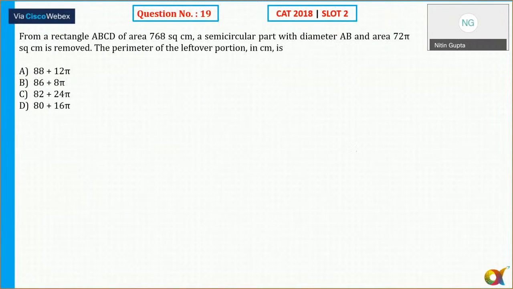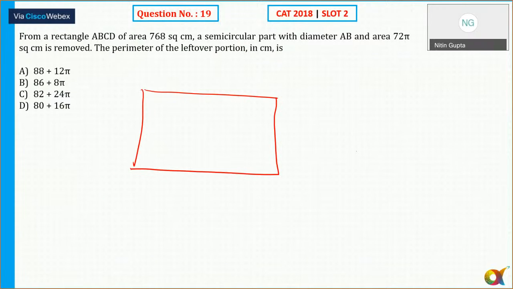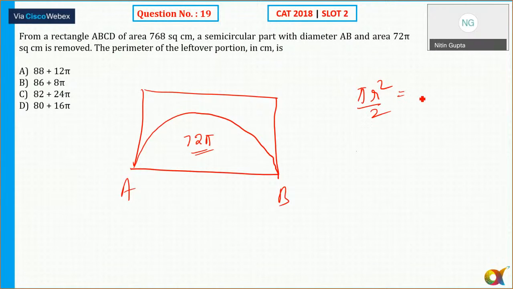Now, it says from a rectangle ABCD of area 768, so there is one rectangle. A semicircular part with AB as a diameter is removed. If I say this is A and this is B, remember AB is a diameter, and the area of the semicircle is 72 pi. So what is the area? Area is always equal to pi r square, and for a semicircle, pi r square by 2 is equal to 72 pi.